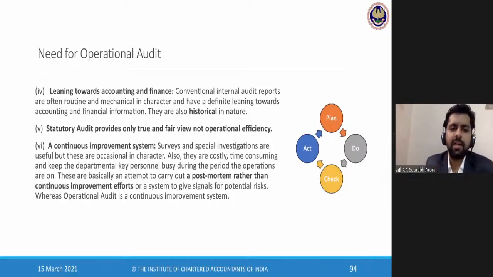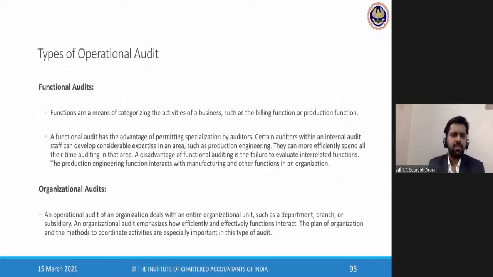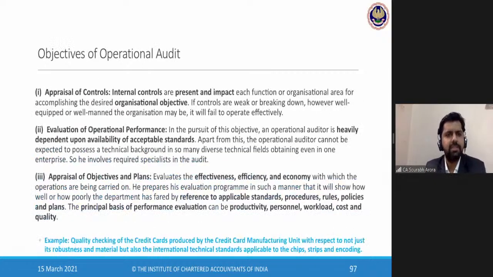Statutory audit, vis-a-vis, provides only a true and fair view. It is even more limited in scope in comparison with internal audit, and in terms of depth of operations, statutory auditors do not generally go to that depth of audit. A continuous improvement system. So it is not a one-time audit. It is a continuous improvement system, on the basis of this plan, do, check, act flowchart. Since it is repeated over here in my slides as well, you should understand its importance. Then types of operational audit: functional audit, organizational audit, special assignments.